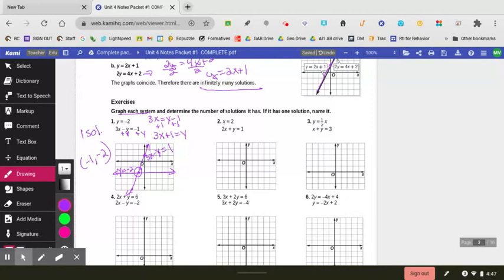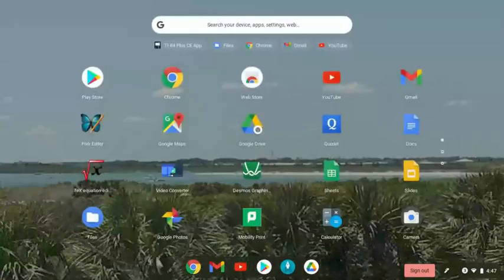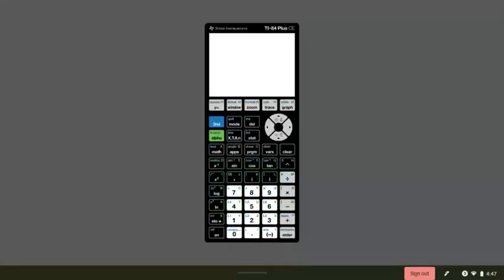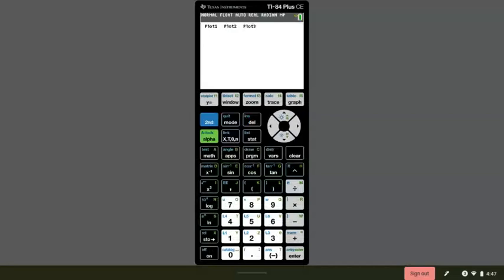Now, I can show you how, when they're both y equals, I can check it on my calculator. So I'm going to pull up my calculator. I'm going to go to y equals, and my one equation was -2. The other equation was 3x plus 1.